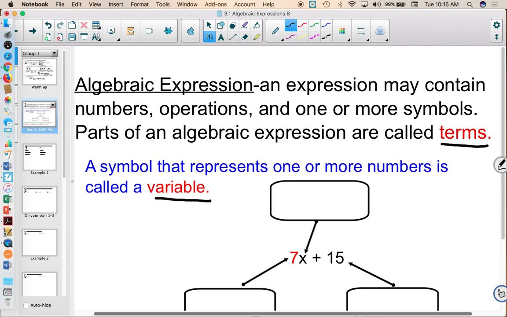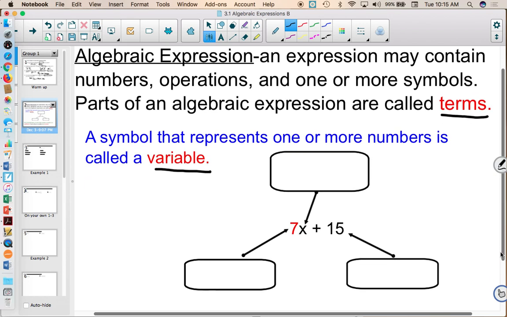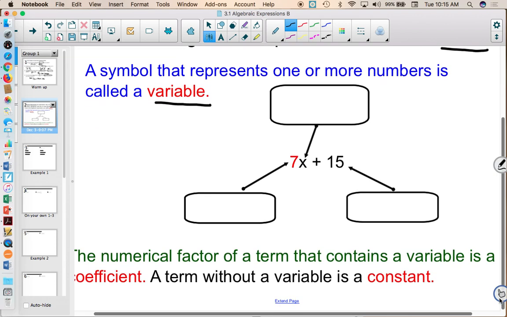Okay? So, and I left your notes blank so that you could fill them in. So somebody tell me. The other thing is the numerical factor of a term that contains a variable is called its coefficient. And a term without a variable is called a constant. Okay. So we have 3 blanks up here. And we're going to fill in those 3 blanks with the proper label.